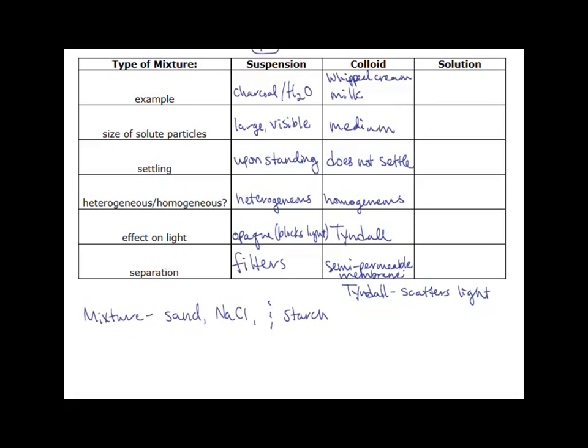Our last example of a mixture is a solution. An example is sugar and water. The size of the solute particles: small. Settling: does not settle. So we're talking about either a saturated or unsaturated solution. You have the max amount of solute dissolved and you don't have any settling. We're not talking about that type of settling. So this is just a saturated solution that doesn't have any solid at the bottom.